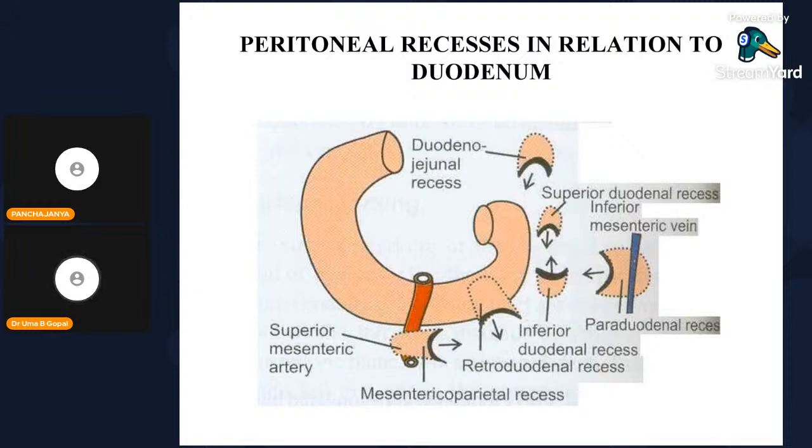As it passes, the fold of peritoneum covers the last, terminal part of the duodenum. Part of the peritoneal sac extends upwards and posteriorly, and that is called the duodenojejunal recess. These are all nothing but extensions of the peritoneal membrane forming sac-like structures. So that is called recesses.